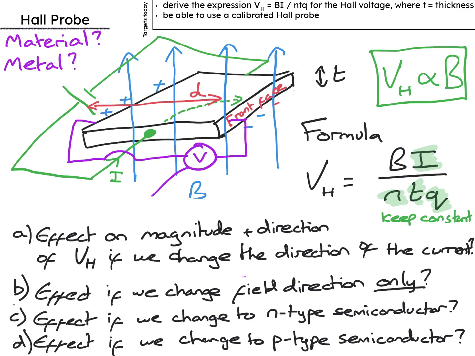What will be the effect on the magnitude of the Hall voltage and the direction of the Hall voltage if we change the direction of the magnetic field? So the current is going left to right, the field is going top to bottom now.